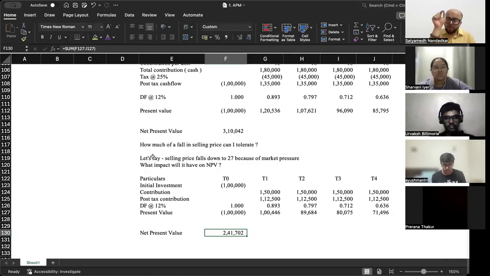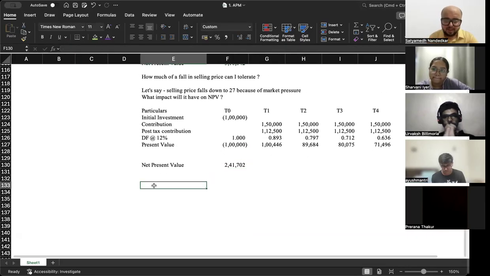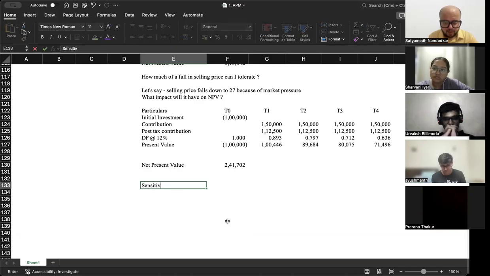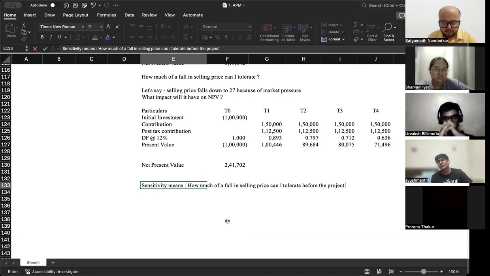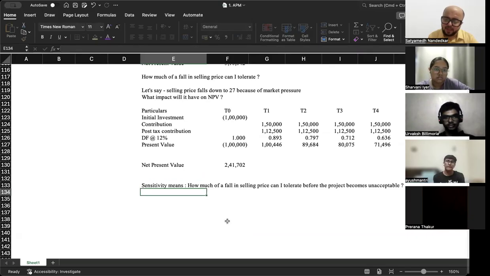The question is, how much of a fall in selling price can I tolerate before the project becomes unacceptable? That is sensitivity. Sensitivity means how much of a fall in selling price can I tolerate before the project becomes unacceptable. Now, when will a project become unacceptable? When its NPV falls below zero. I am okay as long as the NPV is above zero, even when it touches zero. But the moment it falls below zero is when I will have a problem.